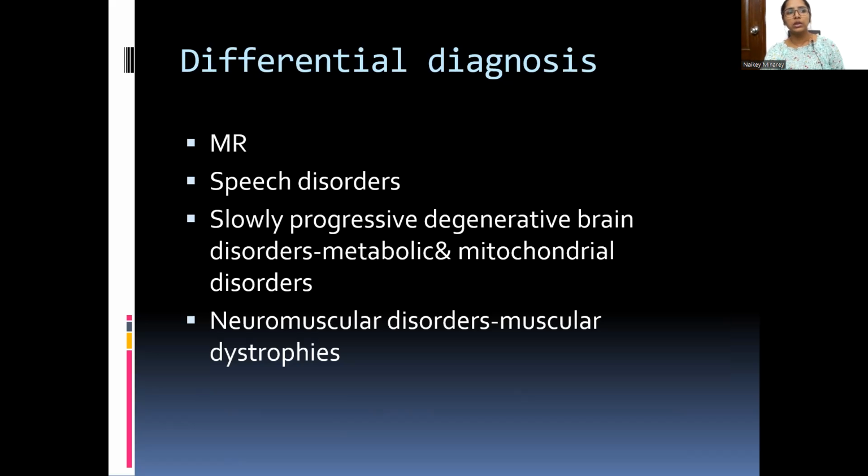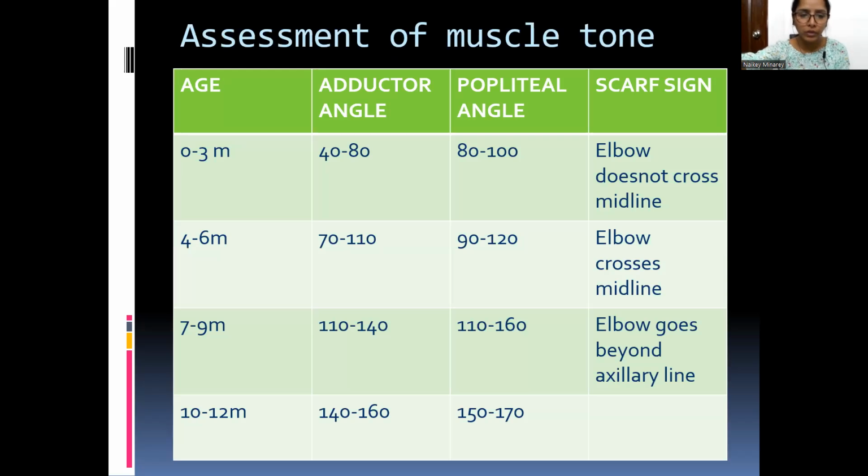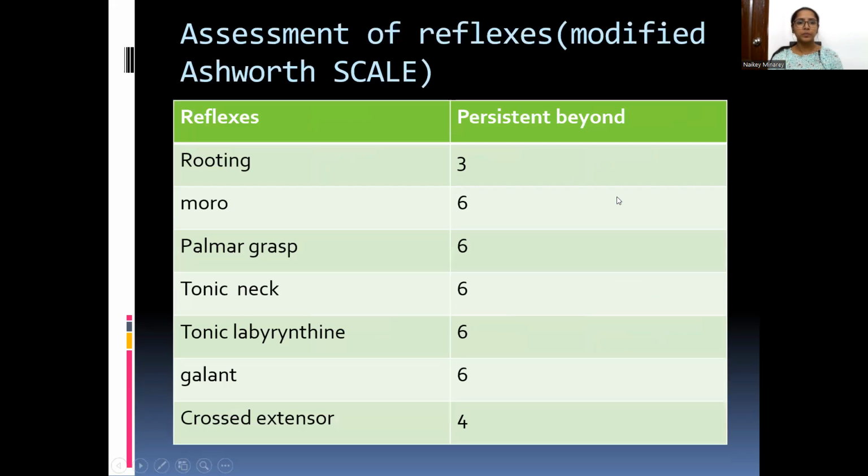So these are the things associated with cerebral palsy, but cerebral palsy should be differentiated from other things also, like isolated mental retardation, isolated speech disorders, slow progressive degenerative brain disorder, metabolic and mitochondrial disorders, neuromuscular disorders or muscular dystrophies. Now, for the assessment of muscle tone, as I have told, the hallmark is motor dysfunction. So we will assess the muscle tone by various parameters, by seeing various angles like adductor angle, popliteal angle, or scarf sign.